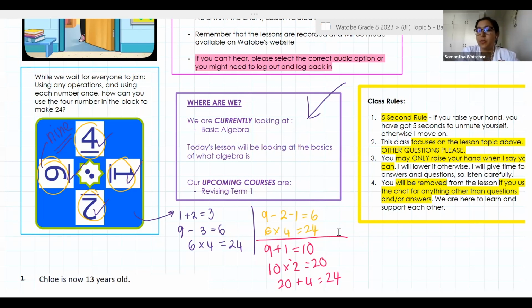The course is basic algebra. We're not going to do hectic algebra just yet. That's all coming up. For now, I just want us to be comfortable with what algebra is, why algebra is important, etc., before we start doing the more intense stuff later on in the year.